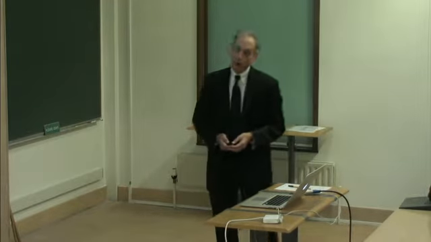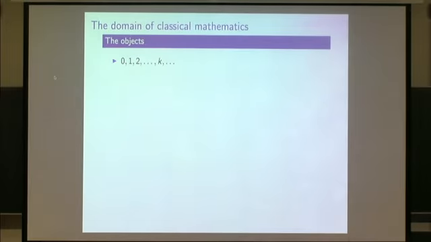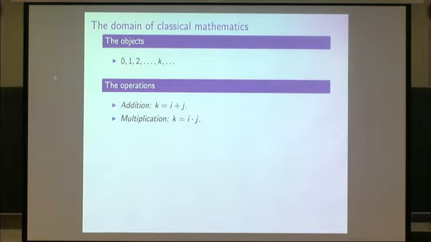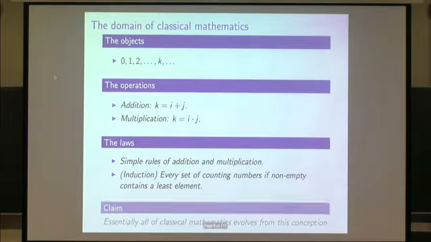All right, so arguably in the domain of classical mathematics, we have the objects which are just the whole numbers, and we have our basic operations, plus and times, and we have the simple rules for addition and multiplication, and we have the principle of induction, that every set of counting numbers, if not empty, contains a least element. And arguably, all of classical mathematics evolves from this conception. That's it. Okay, now I'm simplifying things, but one can make a case for that.